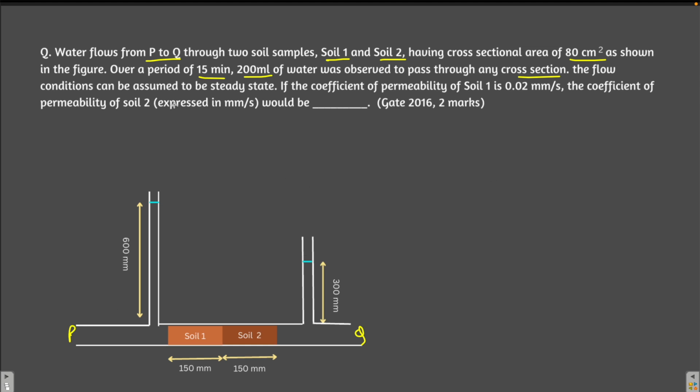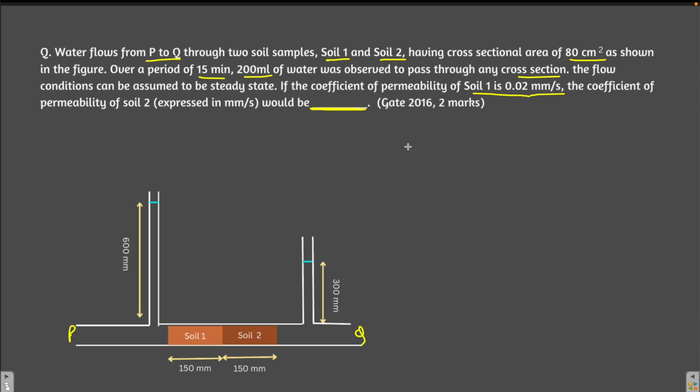The flow conditions can be assumed to be steady state. If the coefficient of permeability of soil 1 is 0.02 millimeter per second, you have to find out what is the permeability of soil 2. Now this is again a very easy question. Just now we have solved a similar question. The previous question was a similar one.